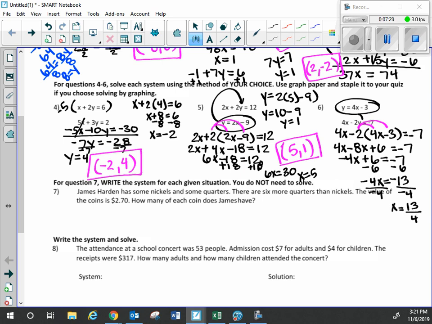That's fun. So we'll plug that back into that first equation. Y equals 4 times 13 fourths minus 3. So that would be y equals 13 minus 3, and you get 10. So your solution is 13 fourths, 10.